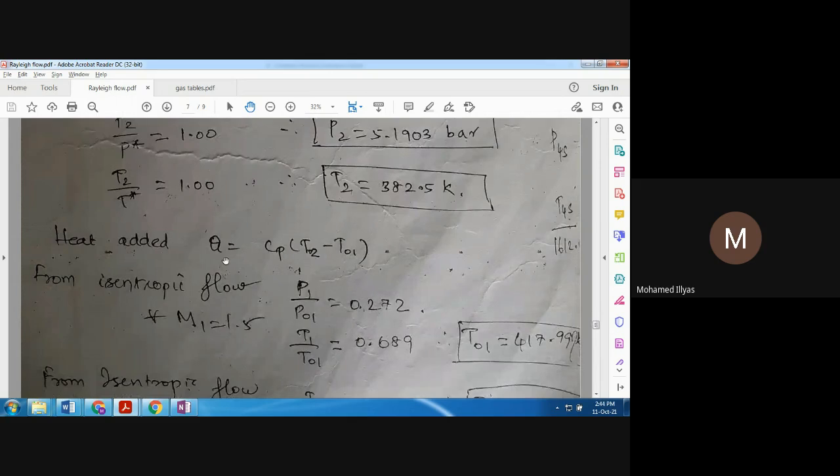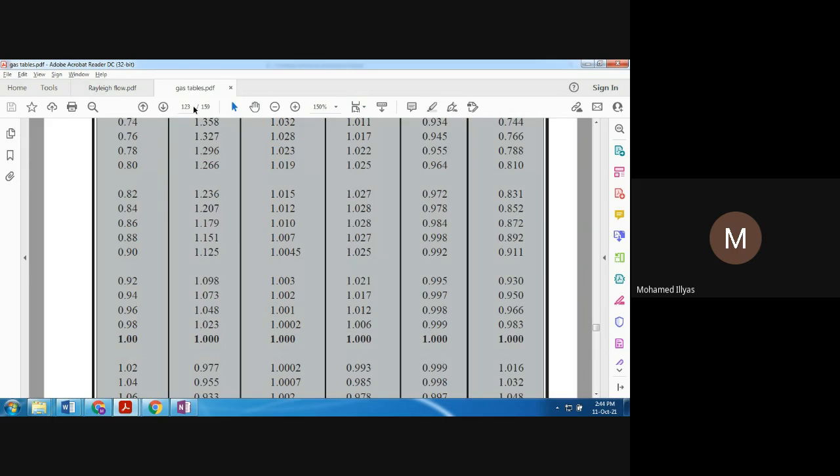We can also calculate the heat added, which we need to find per unit mass. We'll write Q equal to Cp into the difference of T02 and T01. Two unknowns are there. For getting T01 and T02, knowing the static inlet conditions, we can preferably refer to the isentropic table. So we'll use our isentropic table.